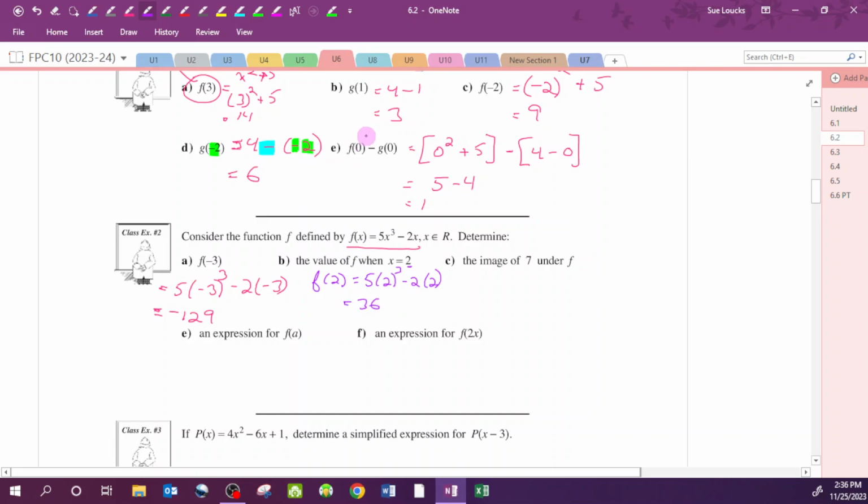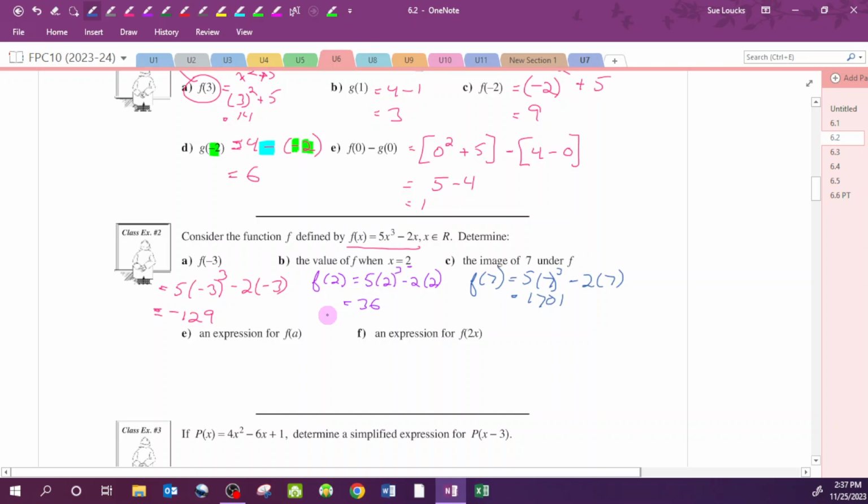The image of 7 under f, that's just more complicated verbiage. It's still f of 7. Do function f to the number 7, so I get 5 times 7 cubed minus 2 times 7, and that equals 1701.